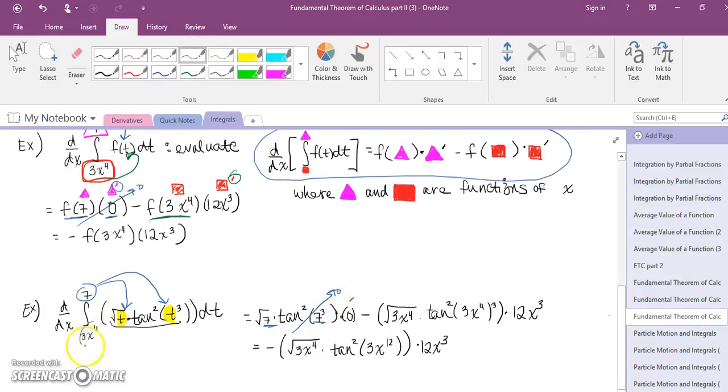Then I'm going to plug in my lower limit to both variables, which is how I get this, times the derivative of the lower limit. That is not 0, obviously. So I have the negative of this expression with the lower limit plugged in times the derivative of the lower limit. That's the chain rule in action.